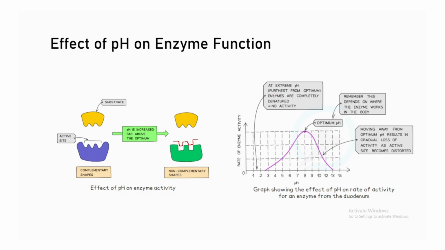The graph of the pH, meaning at the extreme pH furthest from the optimum, enzymes are completely denatured, meaning no activity over here. And it's the optimum pH, meaning 8 is the optimum pH of this enzyme. Remember, this depends on where the enzyme works in the body. Not all the enzymes have 8. Some may have 2, some may have 5, some may have more than 8. Moving away from the optimum pH results in gradual loss of the activity as active site has become distorted or deformed.